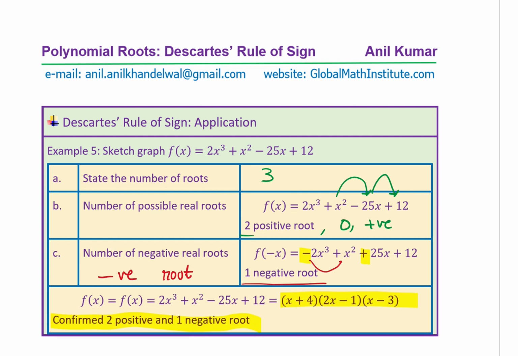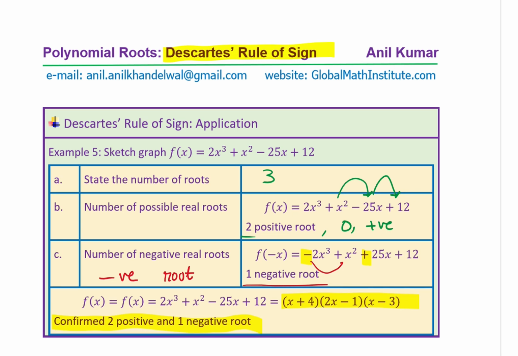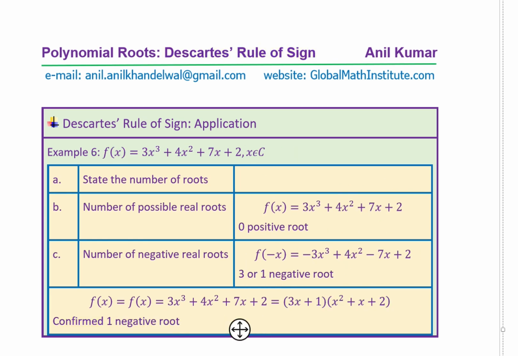Is that clear to you? The idea is to understand Descartes' rule of sign, and I hope by now you got the concept. Let's go through the last two questions now. We again have a cubic equation, 3x cubed plus 4x squared plus 7x plus 2. So how many roots do we have for this equation?